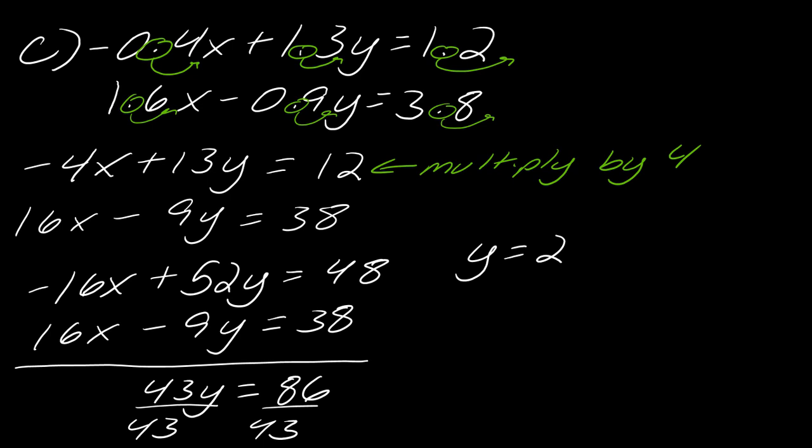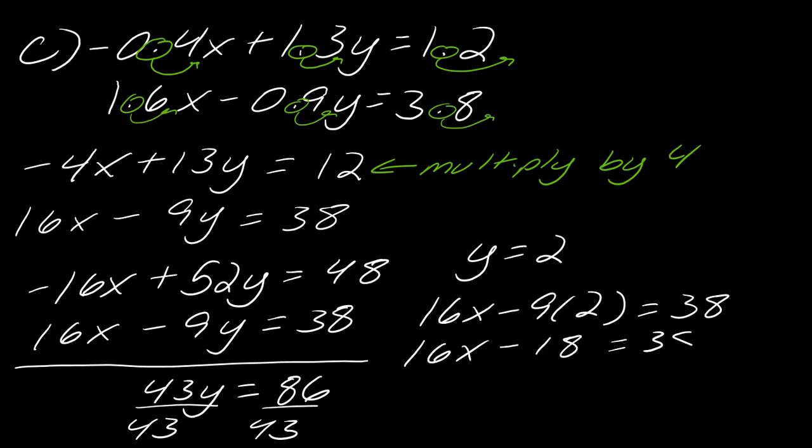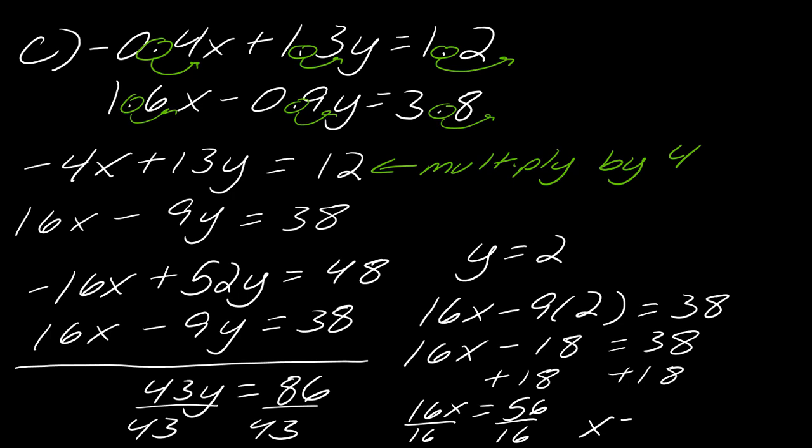Okay, so now I can plug this back into one of these two equations, and let's see, I'll plug it into, how about the second equation? 16x minus 9 times 2 equals 38. So 16x minus 18 equals 38. So I need to add 18 to both sides, and I get 16x equals 56, and then I can divide both sides by 16. And so this will actually come out to the decimal of 3.5. So my answer here will be 3.5, 2.